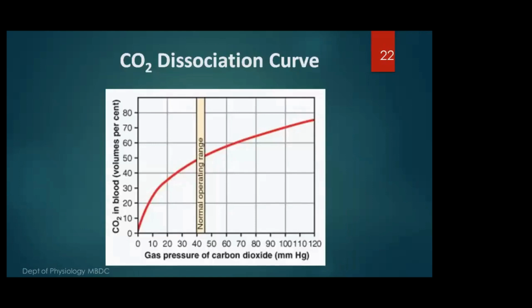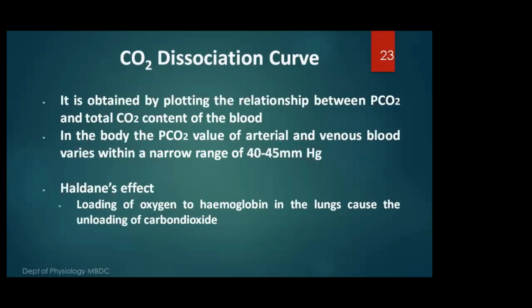Carbon dioxide dissociation curve. Thus, it explains how the carbon dioxide is transported. It is obtained by plotting the relationship between partial pressure of carbon dioxide and total carbon dioxide content in the blood. In the body, the partial pressure of carbon dioxide of the arterial and venous blood varies within a narrow range of 40 to 45 millimeter of mercury. The factors affecting the carbon dioxide dissociation curve are the temperature and the concentration of the carbon dioxide.